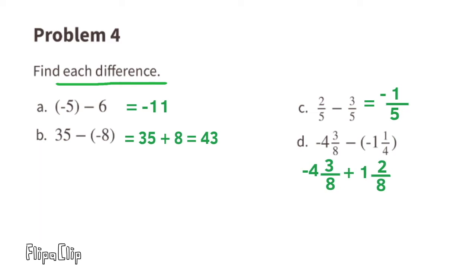I'm using 8 as the common denominator, so the expression reads negative 4 and 3/8 plus 1 and 2/8. Negative 4 plus 1 is negative 3, and negative 3/8 plus 2/8 is negative 1/8. So the difference for D is negative 3 and 1/8.